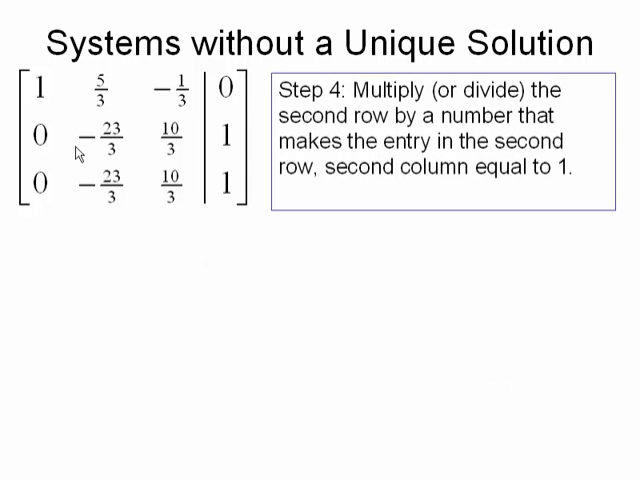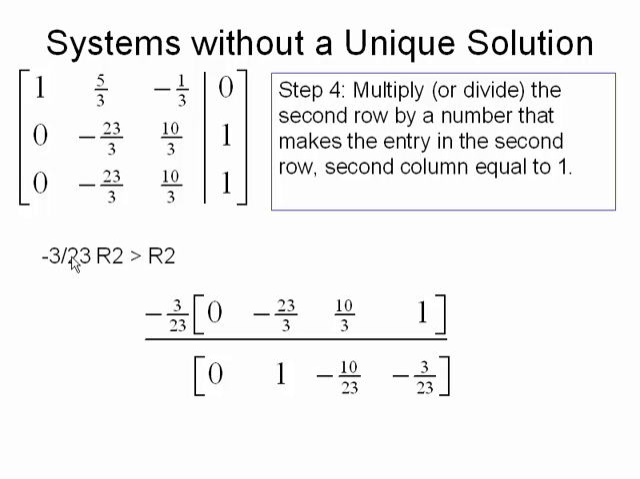But now in step 4, I need to make the -23/3 in the second row, second column a 1. I'll do that by multiplying row 2 by -3/23 and put that into row 2. When I do that, I see that my entries are 0, 1, -10/23, and -3/23. And I'll put that into my second row.